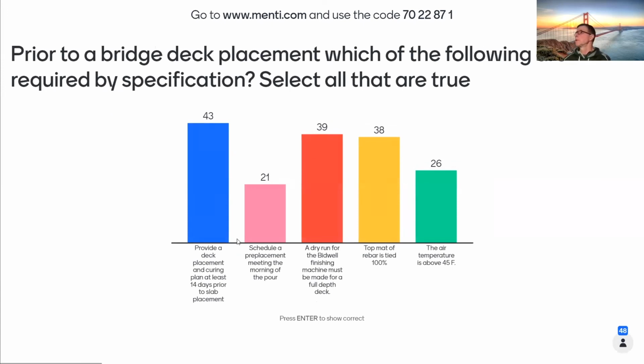Prior to bridge deck placement, which of the following are required by specification? So we're placing a bridge deck. What do they need to do? Deck placement and curing plan, at least 14 days. Yes, contractor needs to do that.